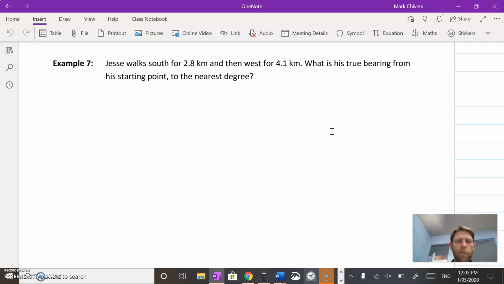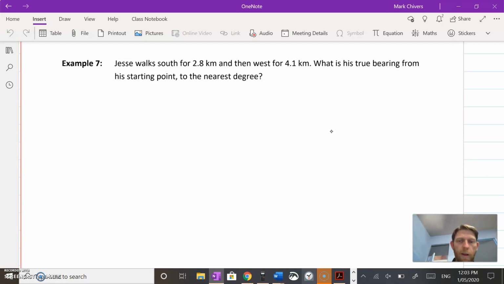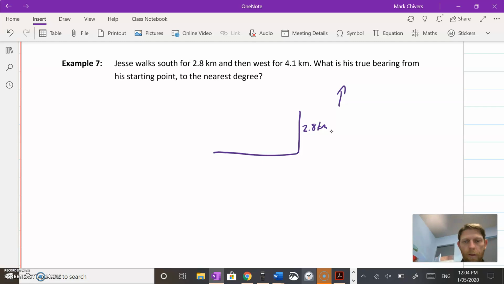So Jesse walks south for 2.8 kilometres and then west for 4.1 kilometres. If we think of that, here's our north line. So Jesse walks south for 2.8 k's. And then he walks west. Oh, that's a horrible line. We'll have another go at that. West for 4.1 kilometres. Now we know that south and west are going to be at right angles to each other. So I'm just going to put two little dots here. That's where we started and where we finished.